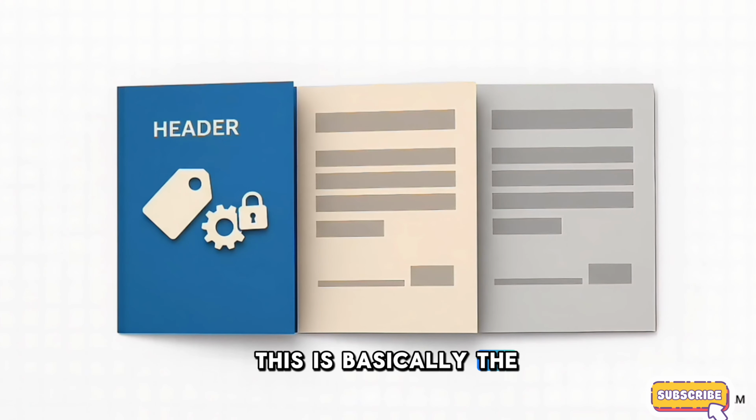So that first part is the header. This is basically the boring metadata. It just tells the server 2 simple things. Hey, I'm a JWT, and by the way, I was signed using this specific type of crypto. That's it. It's like the cover of the passport that says, this is a passport.